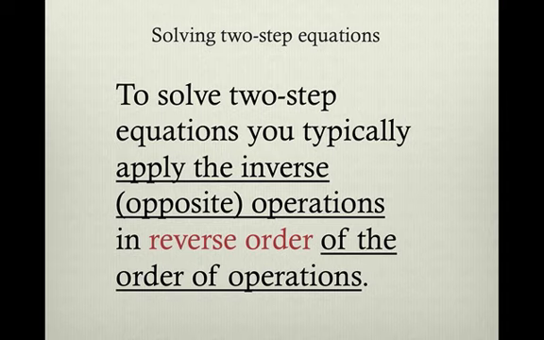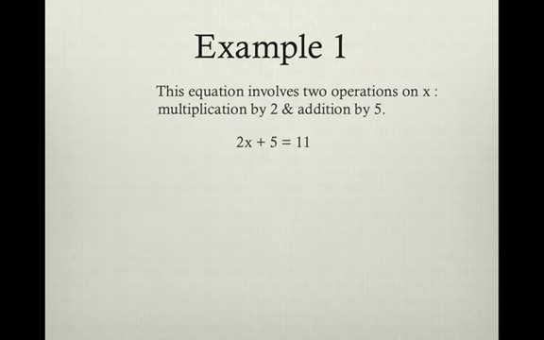And basically it comes down to that it happens in the reverse order that we would normally do order of operations. So let's look at some examples. So here I have 2x plus 5 is equal to 11. You remember last year, the first thing we do is we divide the sides of our equation.